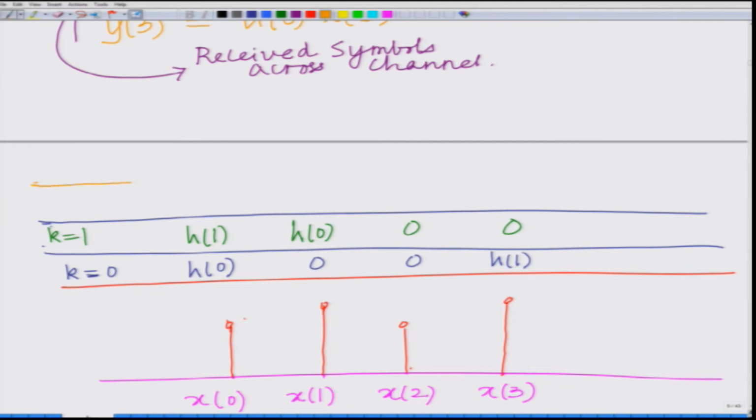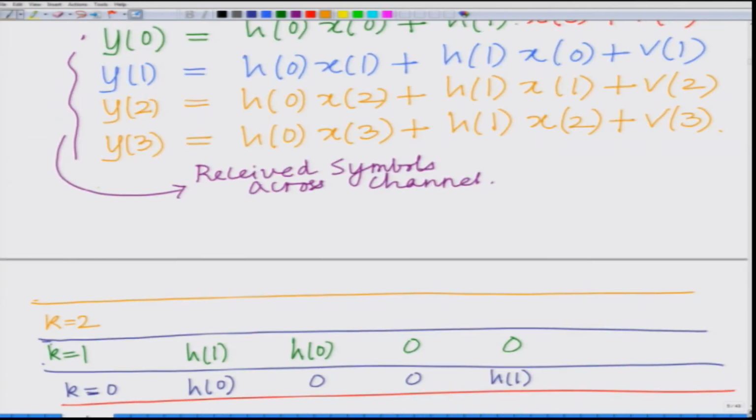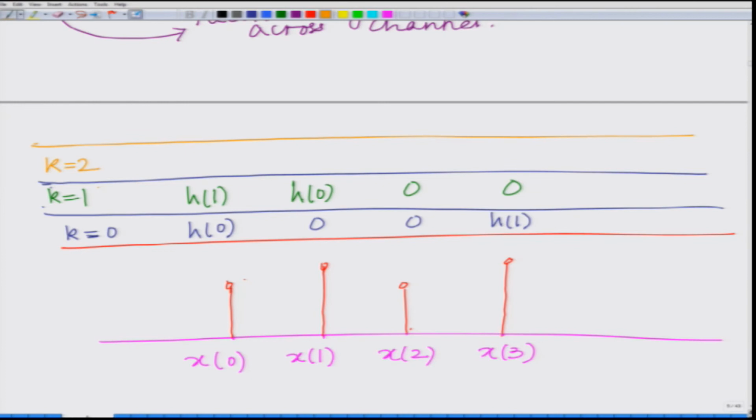And at time k equal to 2, now look at something interesting, at time k equal to 2, I have h0 times x2 plus h1 times x1. And now if you can see at time k equal to 3, I have h0 times x3 plus h1 times x2 plus 0 times x1 plus 0 times x0.